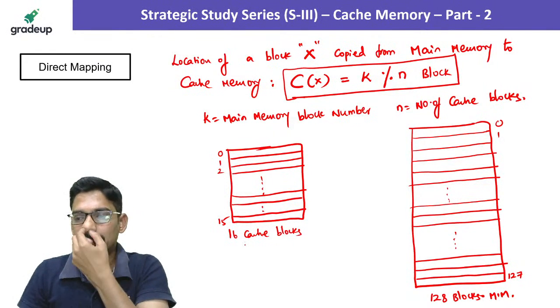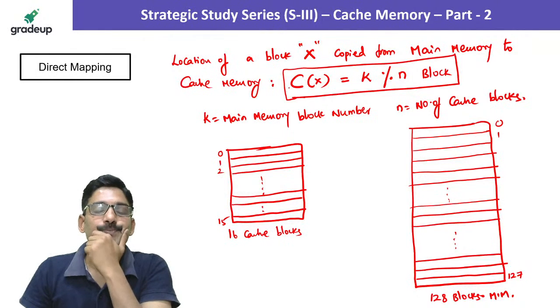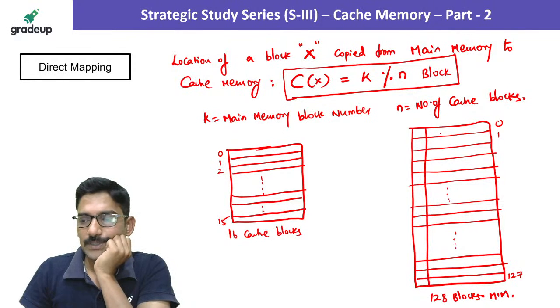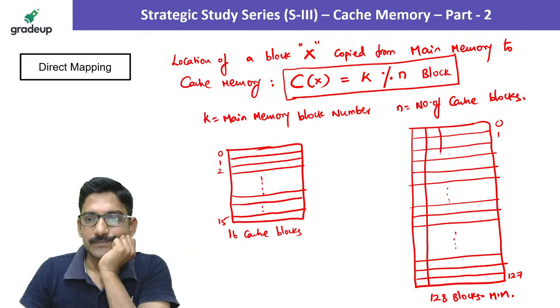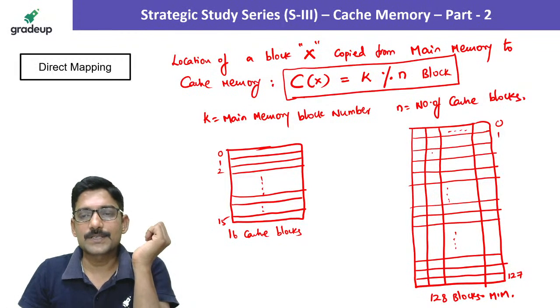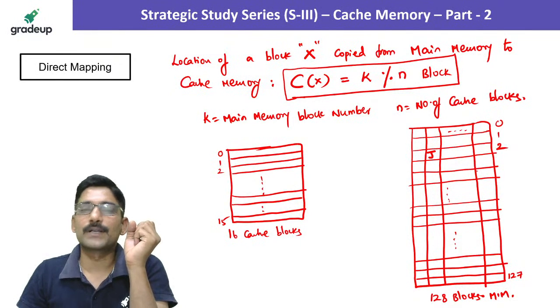Now, we know every block is partitioned into words. Let's say the CPU wants some word J. J is one of the words from block number 2.